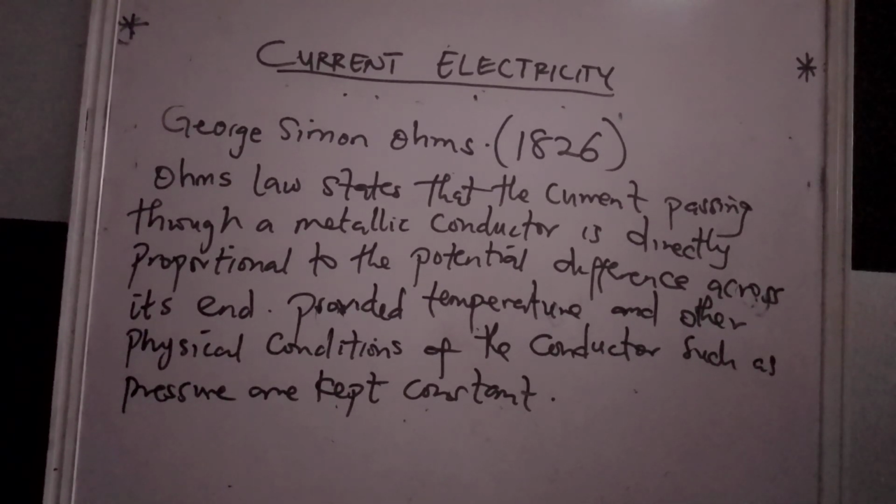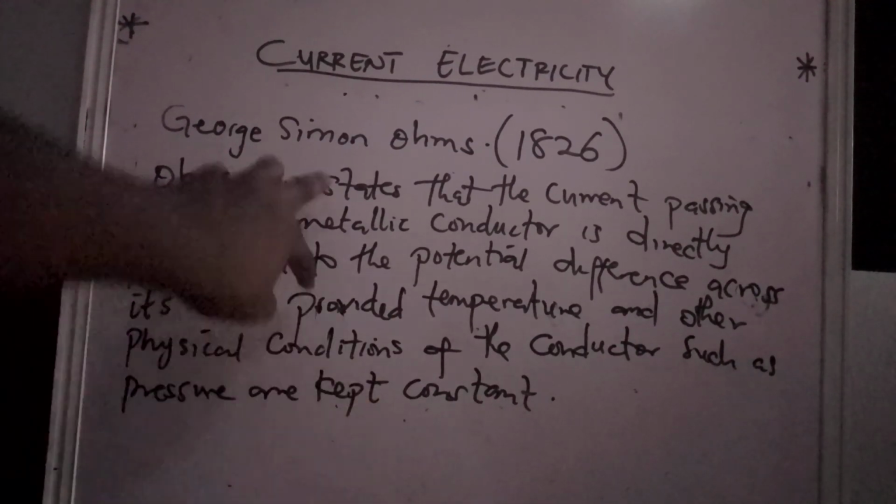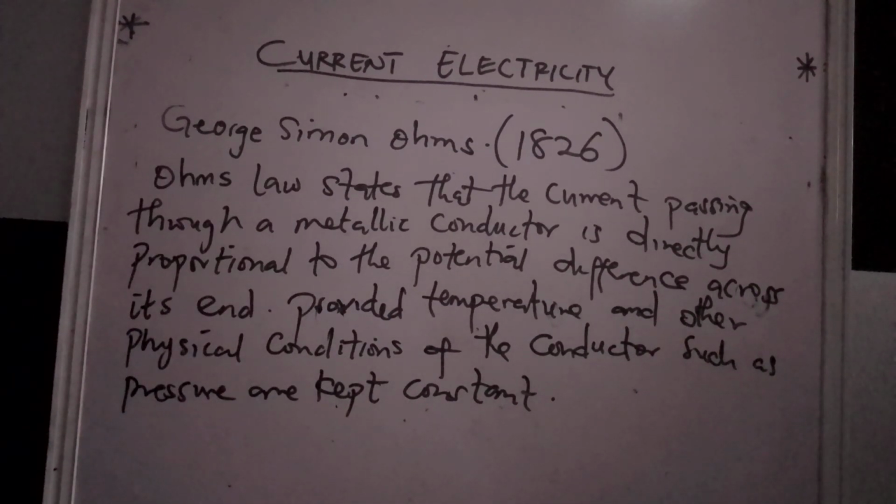So every student must be able to understand the concept of Ohm's law. Aside from stating the law, you must also understand the concept of this law, and that will help you to understand better. Remember, Ohm's law, the way it was stated, has a condition: provided temperature and other physical conditions are kept constant. It means if temperature and other physical conditions of the conductor are not kept constant, then Ohm's law will not be obeyed. So there are certain instances where Ohm's law will not be obeyed, that is, provided certain conditions of the conductors are not met.